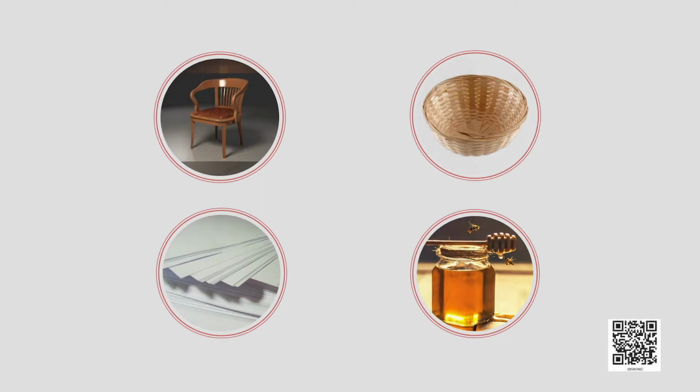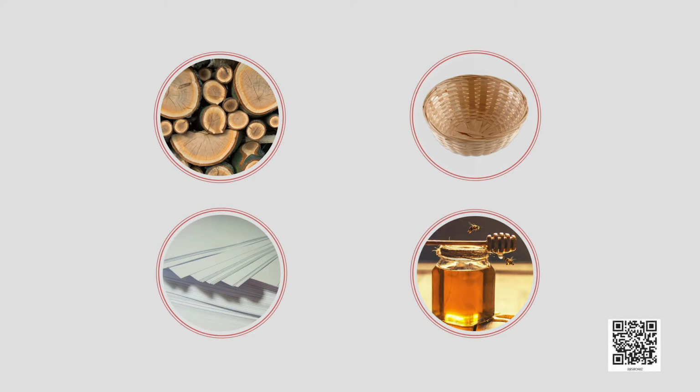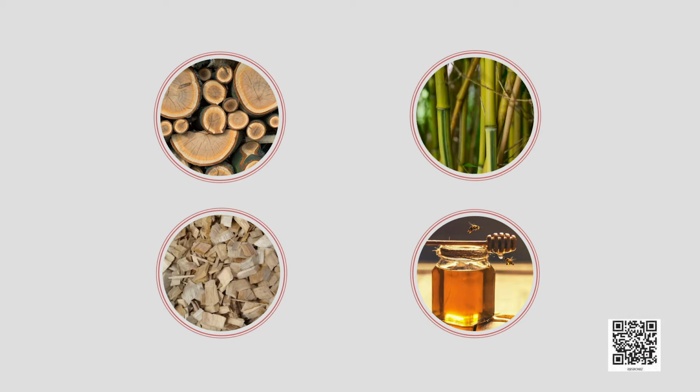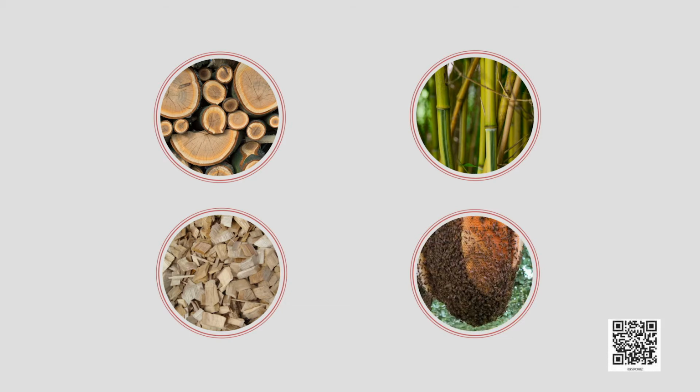Students, let us begin the class with a small activity. Look at the following images and tell me from where we get these products and what they are made up of. Ma'am, chair made out of wood. Paper made out of wood pulp. Basket made out of bamboo. Honey extracted from honeycomb. Yes, now you got an idea. These are the products obtained from forests, which we use in our daily life.